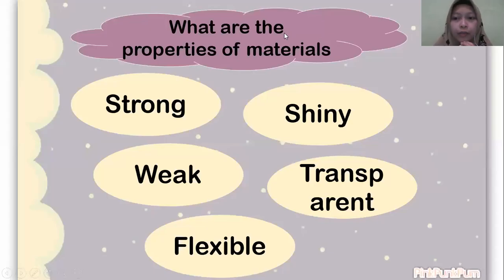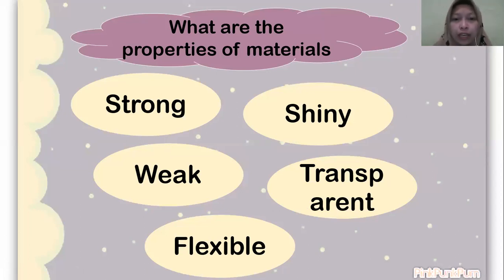Before we continue to our worksheet for today, I will repeat the properties of materials like strong, shiny, weak, transparent, flexible. We know strong and also weak, and then shiny, transparent and not transparent, and flexible and not flexible.